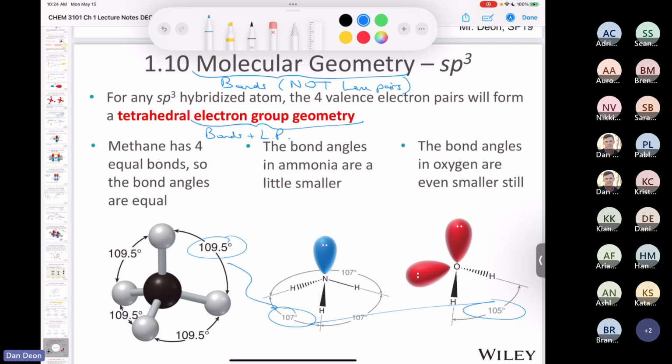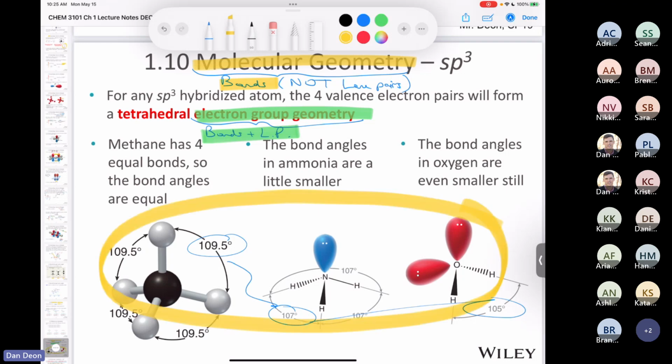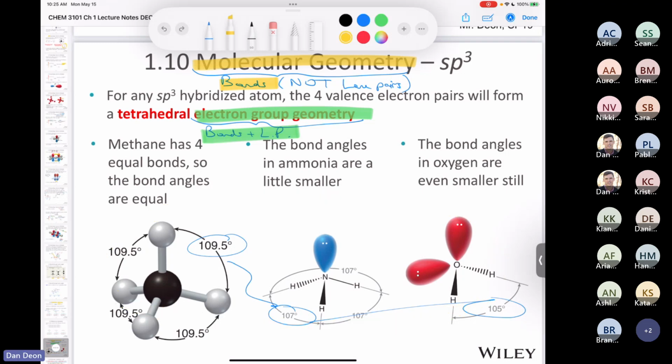All right, let me review something with you before we move on to the next slide. When we're talking about molecular geometry, we're talking about bonds only and not lone pairs. And when we're talking about electron geometry, we're talking about bonds and lone pairs. I cannot stress this enough. You need to know the difference between the two. All 3 of these molecules have the same electron geometry. They are all tetrahedral. They have different molecular geometries, right? Because they have different numbers of bonds and lone pairs.